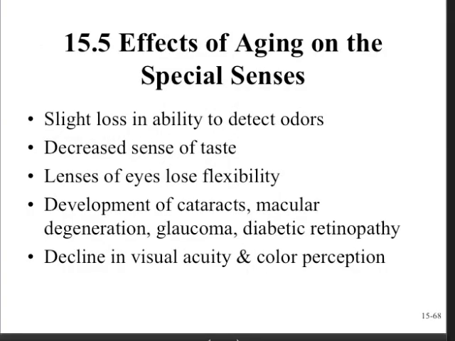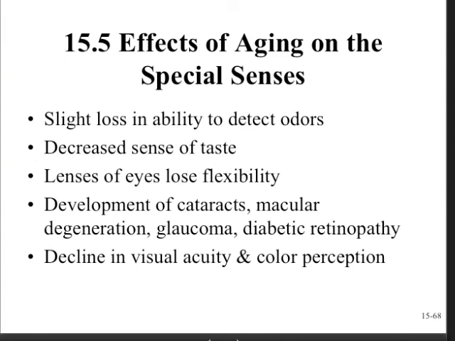So as we age, of course, our special senses don't improve. Virtually none of our physiology improves as we age. We see a loss in the ability to detect odors. We have a decreased sense of taste. Our lenses become less flexible. We suffer from presbyopia, so it's hard for us to focus near. And we see the development of cataracts. We also experience macular degeneration, glaucoma, and diabetic retinopathy. And we also see a drop in visual acuity and color perception.